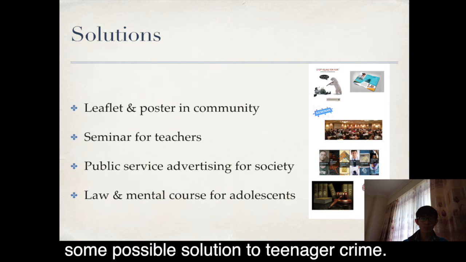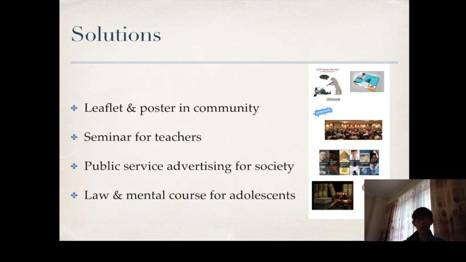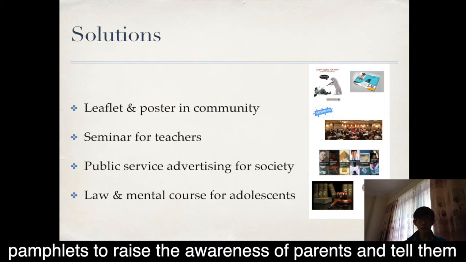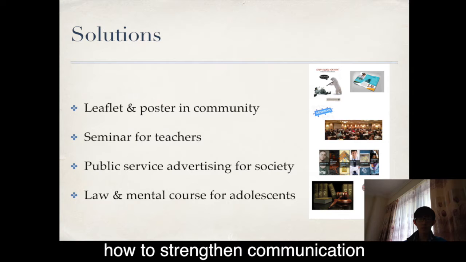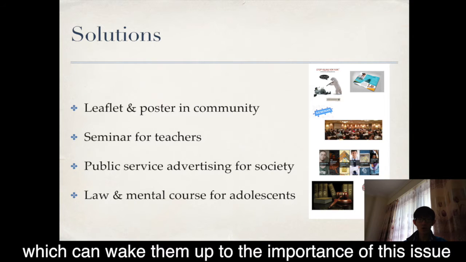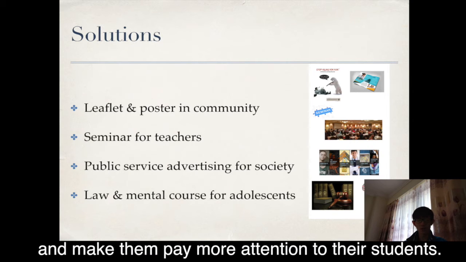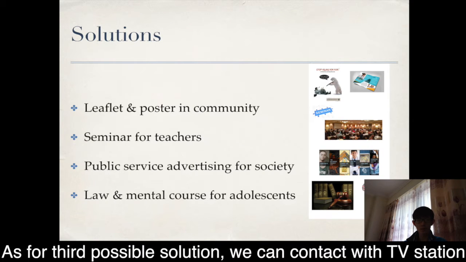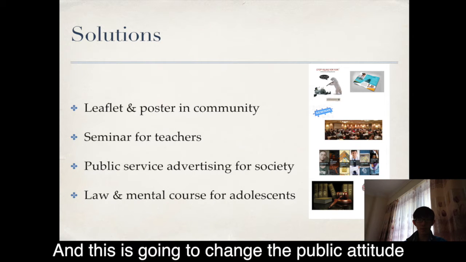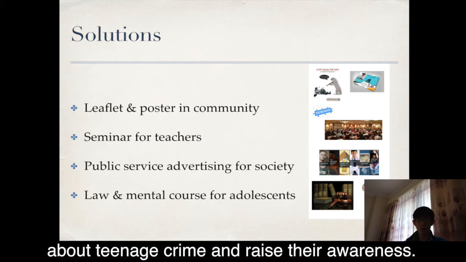And now I'm going to present some possible solutions to teenage crime. The first one, we can place some posters on the notice boards of communities and send some pamphlets to raise the awareness of parents and tell them how to strengthen communication between them and their kids. We can also run a seminar for teachers, which can wake them up to the importance of this issue and make them pay more attention to their students. As for the third possible solution, we can contact TV stations to make some public service advertising about this issue. This will change the public attitude about teenage crime and raise awareness.